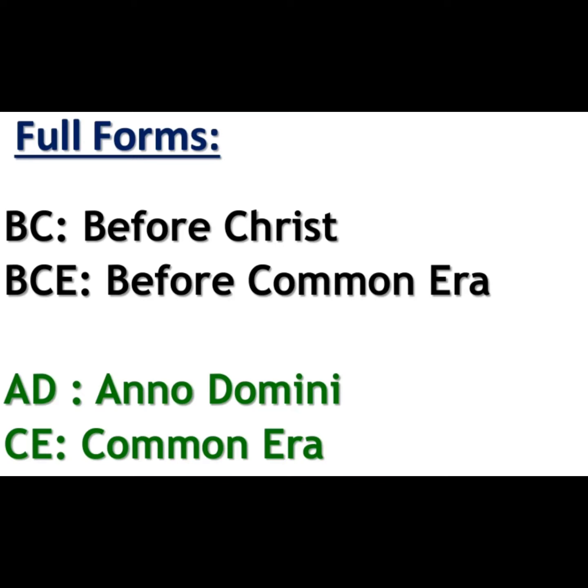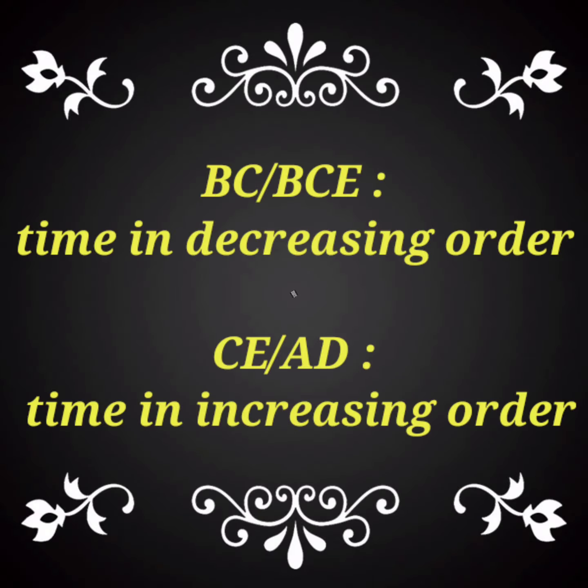Before moving further, let's get to the full form once again. BC is before Christ, CE is Common Era, BCE is before Common Era and AD is Anno Domini. Now, just remember that if BC or BCE is given, time is in decreasing order, and if CE and AD is given, time is in increasing order. What is this? Let's understand by solving the time period.